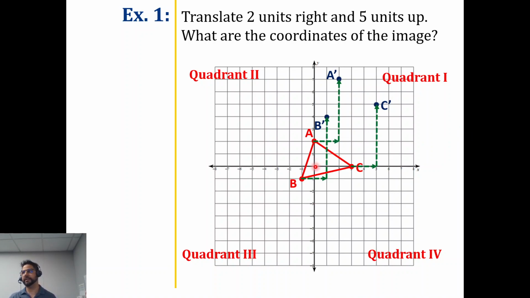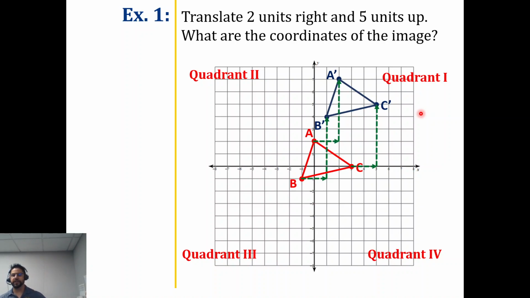Remember, x-axis is always first, so that's left or right. Right 1, 2, 3, 4, 5, pause, up 1, 2, 3, 4, 5. So that would be (5, 5) in a set of parentheses. And then, of course, we connect it to make our beautiful new image.